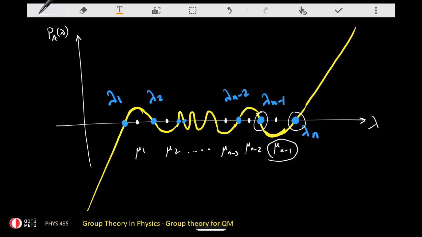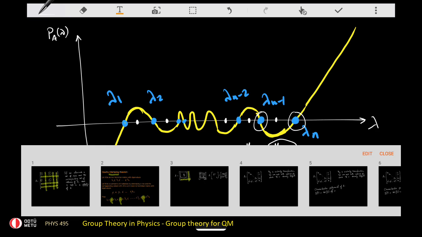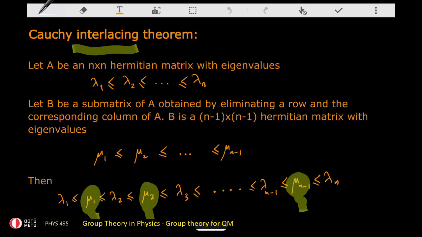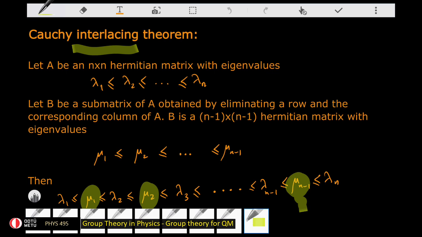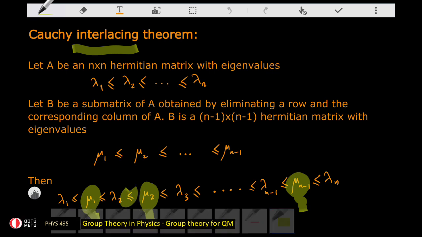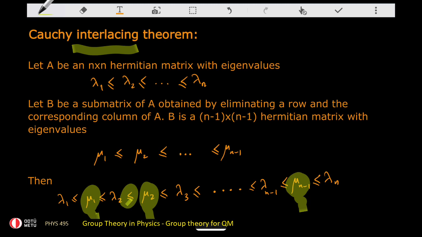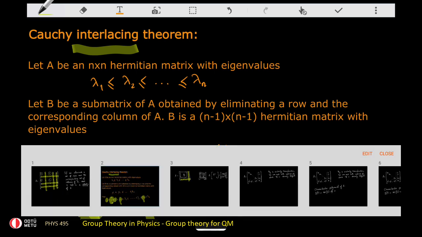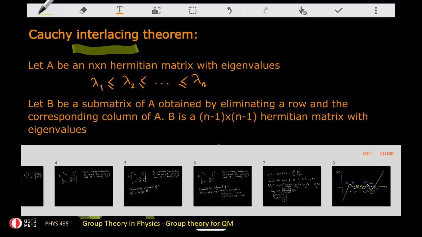So let's go back to this original statement of the theorem. So these signs are actually not strict inequalities. They can be equal or greater, for example. They can also be equal. So if it is the case that, for example, lambda 1 is equal to lambda 2, let's say, in that case, mu 1 has to be necessarily equal to these eigenvalues. So the statement is still correct. Okay, so then this is the Cauchy interlacing theorem.